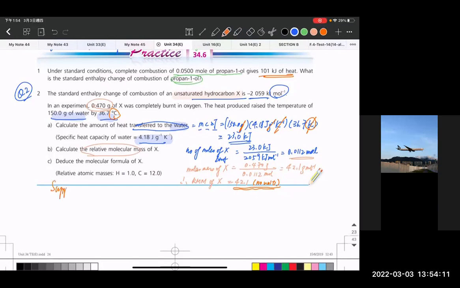Okay, suppose X is an alkene, so you are going to let CnH2n be the formula of X. This is the general formula. This is the molecular formula, right? So you may get the RMM being equal to 42.1. So what you're going to do is to calculate 12.0n plus 2.0n. Sorry, this should be 2n, but not 2.2n.